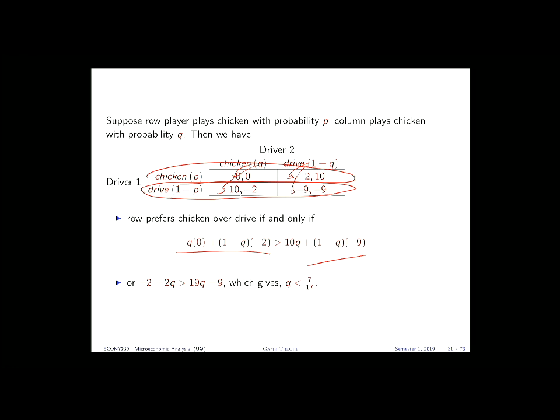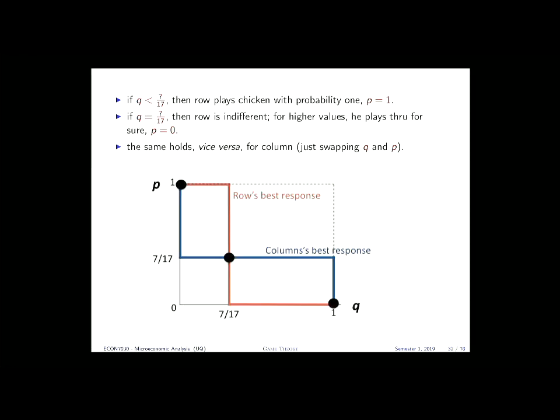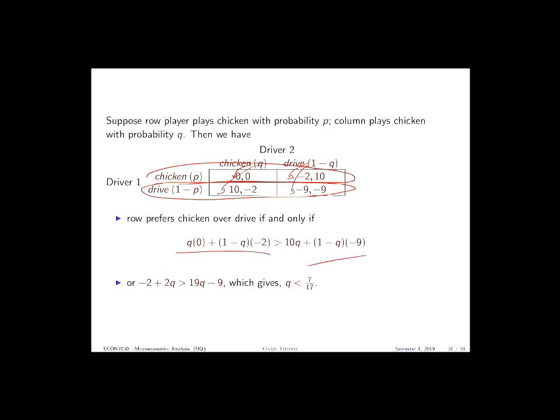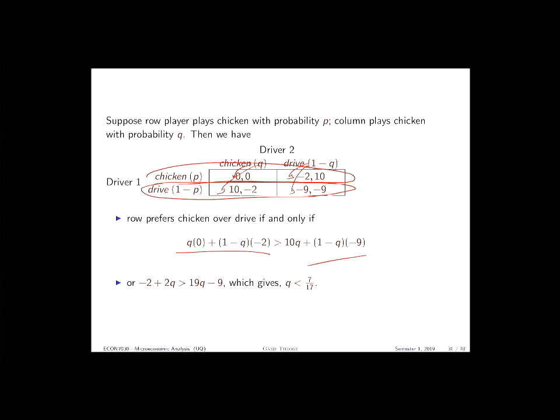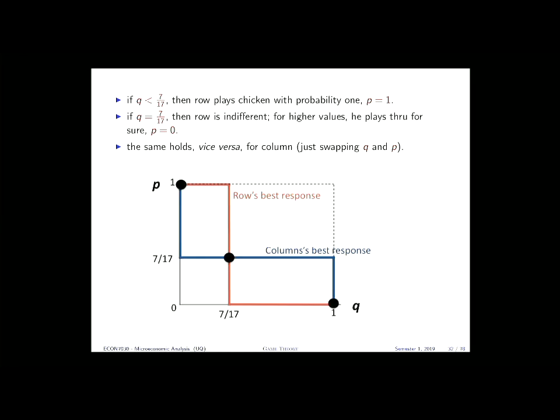Okay? Now, if the opposite happens, that is, Q is greater than 7 over 17, then player 1 always prefers drive over chicken, because now this inequality will be to the other side. Now, the only way for player 1 to make sure that player 2 does not have a strictly better strategy is to choose Q equal to 7 over 17. Okay? This is exactly the same argument, but in a different way of writing.